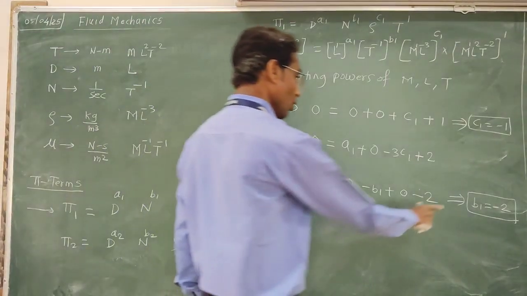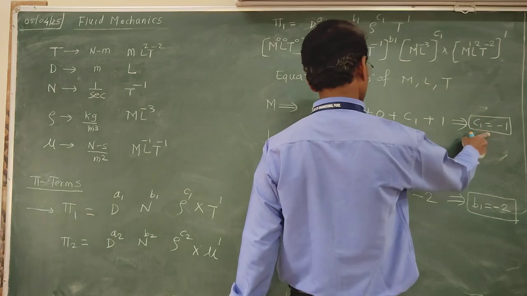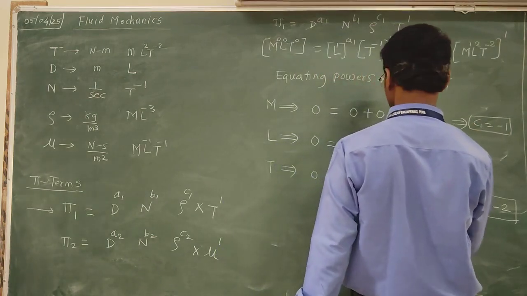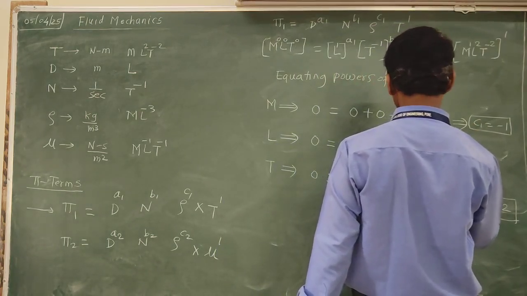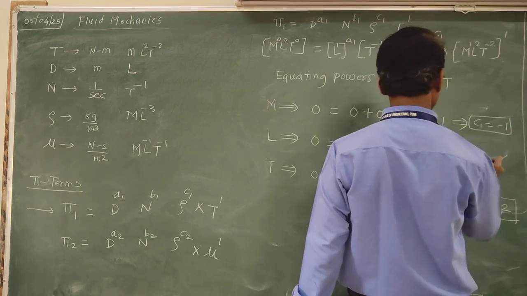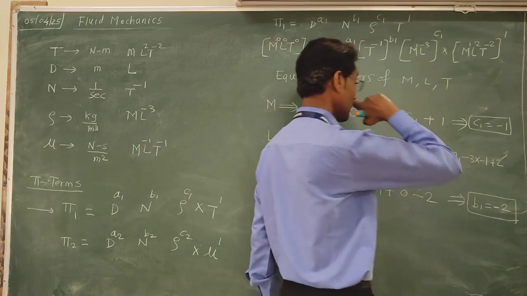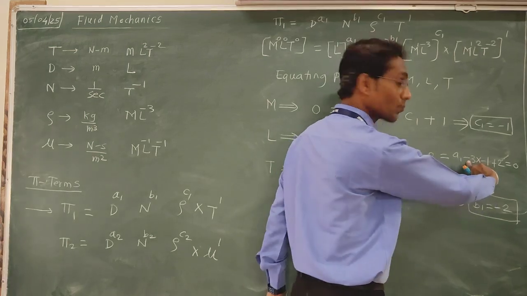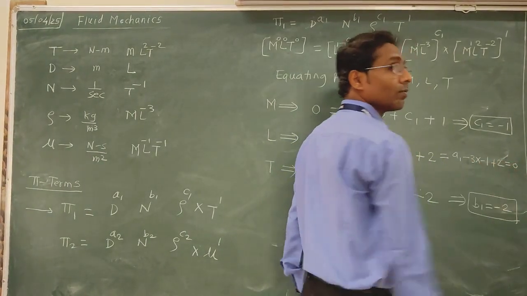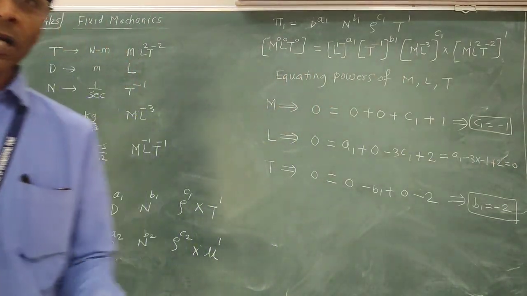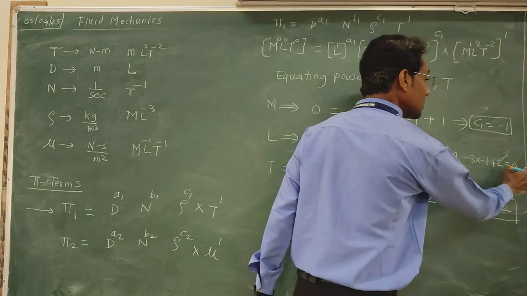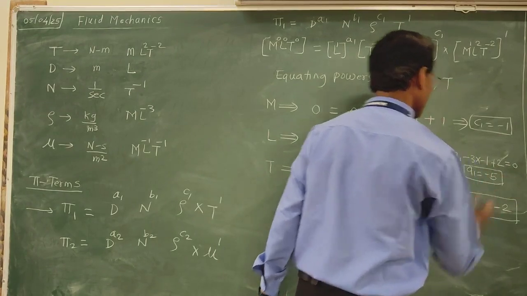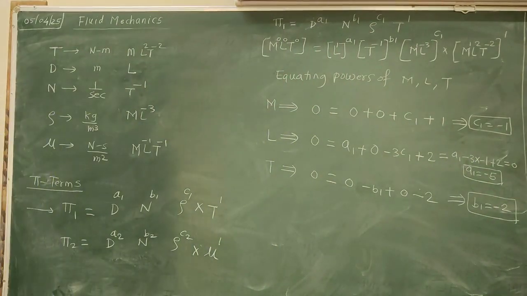See, now we know B1 and we know C1, so we can put the value of C1 here and find the value of A1. Minus 3, the value of C1 is minus 1, plus 2. Now the constant is equal to 0. So minus 3 minus 1 is minus 3 C1 which is plus 3, plus 3 plus 2 means plus 5. A1 plus 5 is equal to 0, means A1 will be equal to minus 5. Remember, A1 will be equal to minus 5.